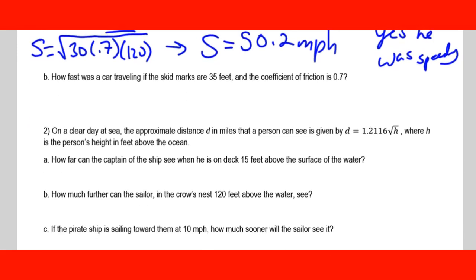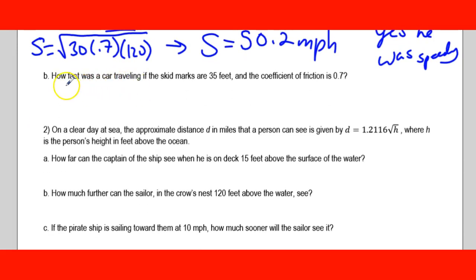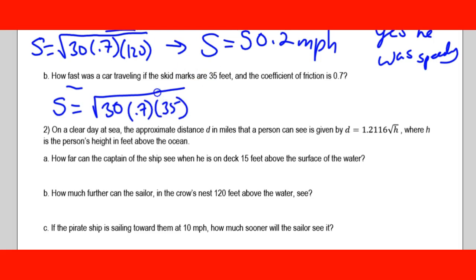Now, when we go right here, it says, how fast was the car going? Again, that's speed. How fast was the car going if the skid marks are 35 feet and the coefficient of friction is 0.7? So again, we're looking for S. We know that equation is 30 times the friction, which is 0.7, times the distance, 35 feet. Again, I put that in my calculator, and I get 27.11 miles per hour. So the car was going 27.11 miles per hour.